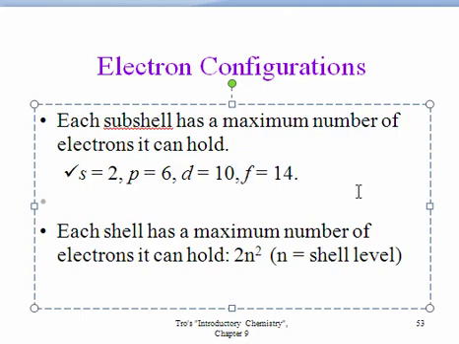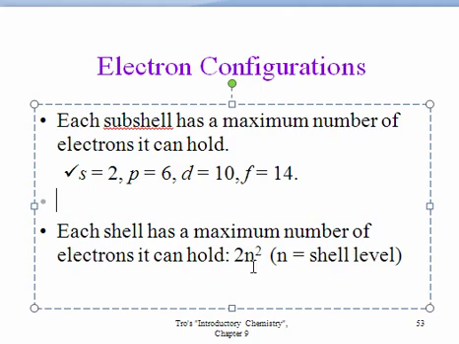And this in turn has a consequence for each energy level or each shell. We can calculate the number of electrons an energy level can hold through the simple formula 2n squared, where n is equal to the shell level. So in the first energy level, 1 squared is 1, 2 times 1 is 2. The first energy level can hold a maximum of 2 electrons.